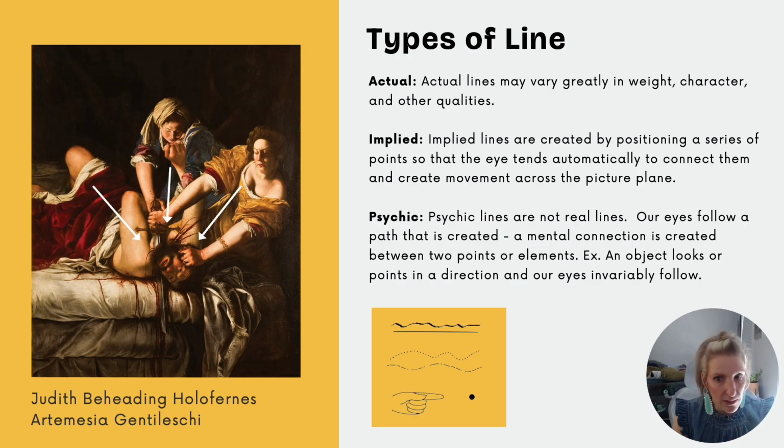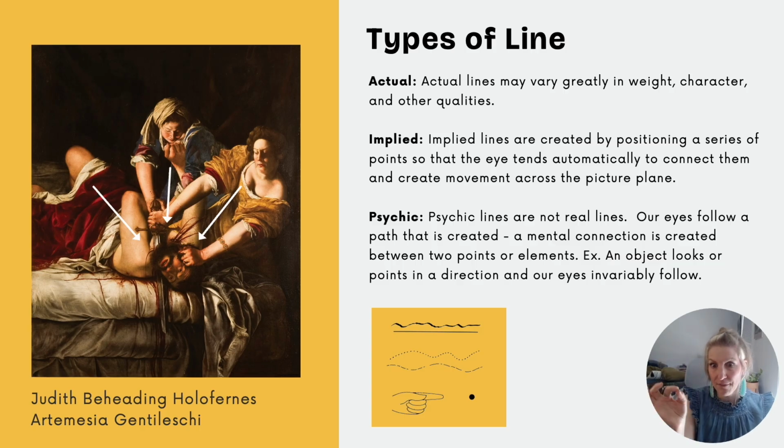These are not real lines, right? They are cues that allow our eyes to follow a certain path that's created. We're creating a mental connection created by two different points or elements, right? That finger pointing to the dot, that's a psychic line. An object that looks and points in a direction, right? When we think back to that Andrew Wyeth painting from Principles, that figure was looking towards that farmhouse, so I know that I should be looking there as a viewer, right?